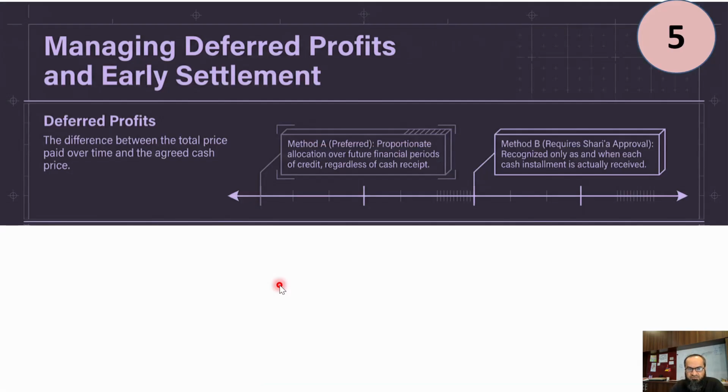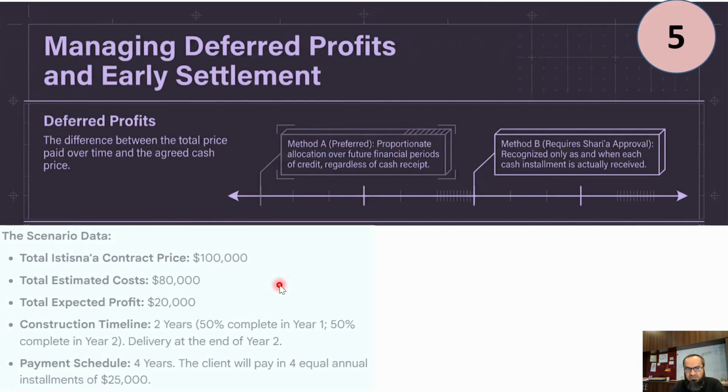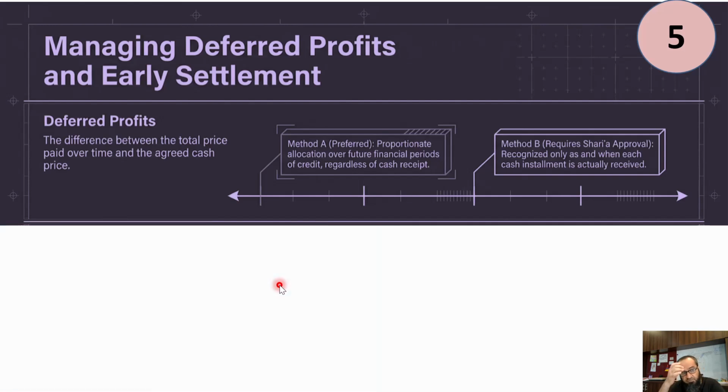Point number 5, if there are deferred profits, what do we need to do? The idea is that if the payment is completed by the time the project is delivered, maybe the project is delivered in 3 years and the payment also is completed within 3 years, then we can use the percentage of completion method. That's fine.